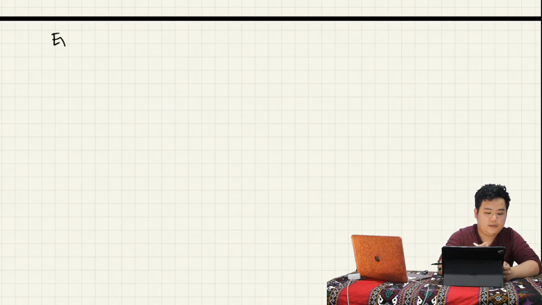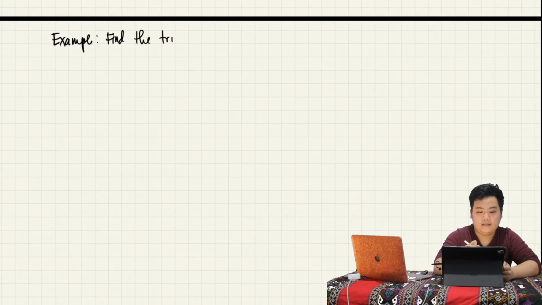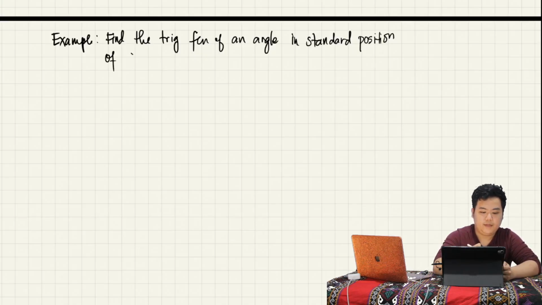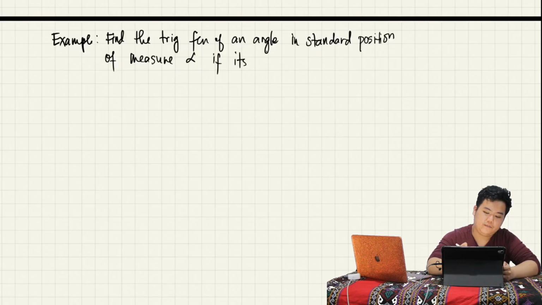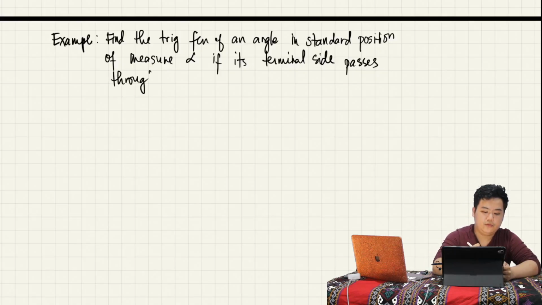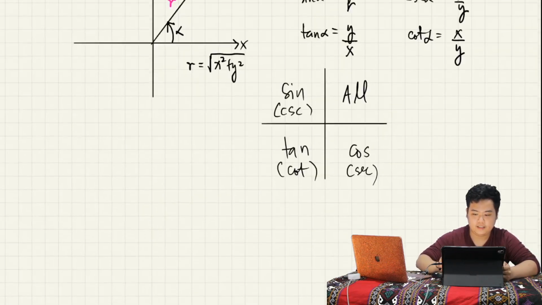Example: find the trig functions of an angle in standard position of measure alpha if its terminal side passes through (1, -3). Okay, I forgot to mention something here.